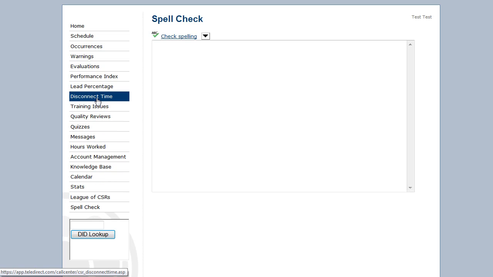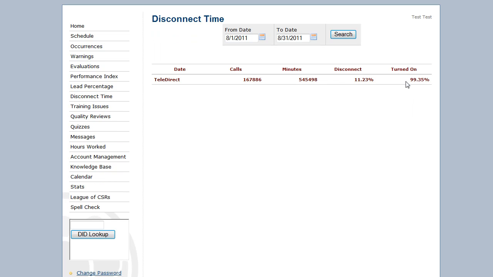Back to the disconnect time area, there's another number here, turn on percentage. For both disconnect time and for turn on percentage, you're constantly being compared to the call center average, which is what you're looking at right here. However, they're different in that your disconnect time should be as low as possible and your turn on time should be as high as possible. You're required to maintain a disconnect time lower than 11% and a turn on time above 99%.